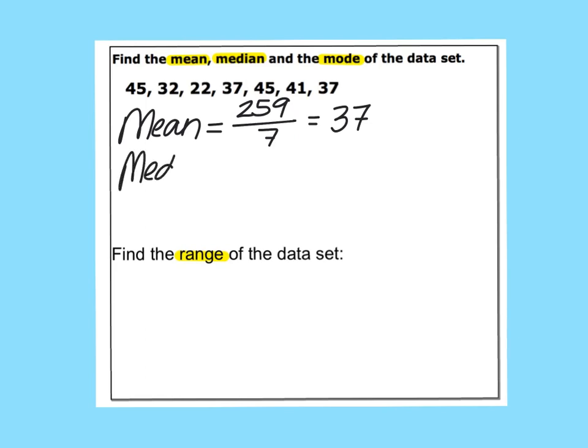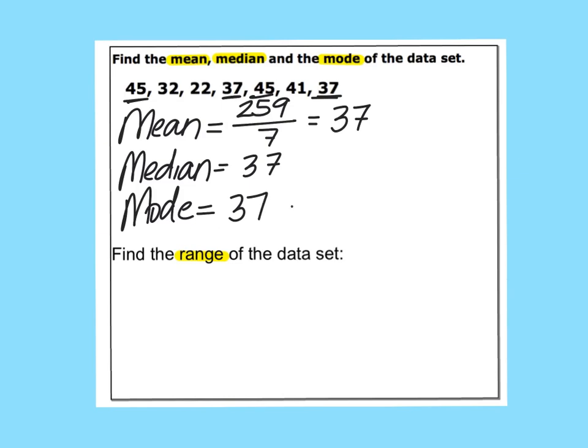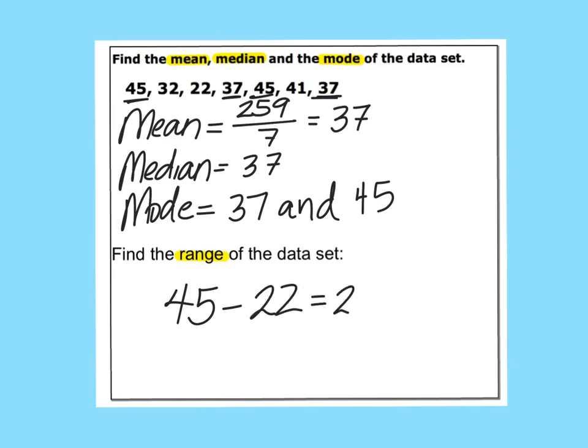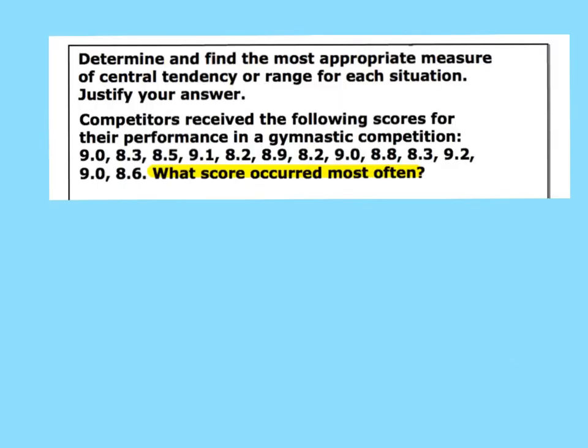The median, again, if I put these numbers in order from least to greatest and found the middle value, is also 37. And then for the mode, this is the one that occurs most often. And you can see up here there are 2 37s and there are 2 45s. So again, we have 2 modes for this set of data. And then the range comes from taking the highest value, so 45, minus the lowest value, 22, and we come up with the range being 23.